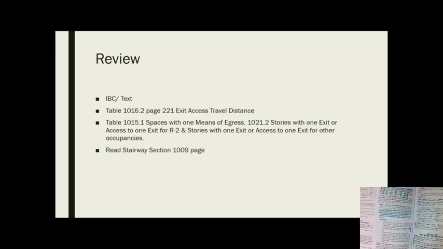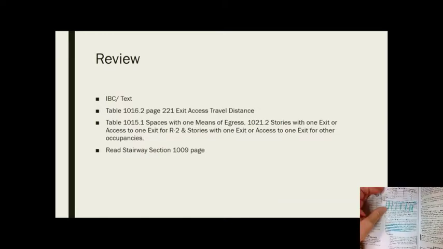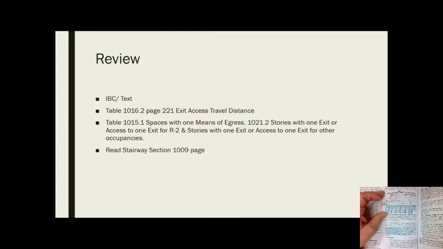But the next thing that you need to kind of look at, or understand, is your common path of egress travel, which is 1014.3. This is one table we will use. And then table 1015.1, spaces with one exit or exit access.